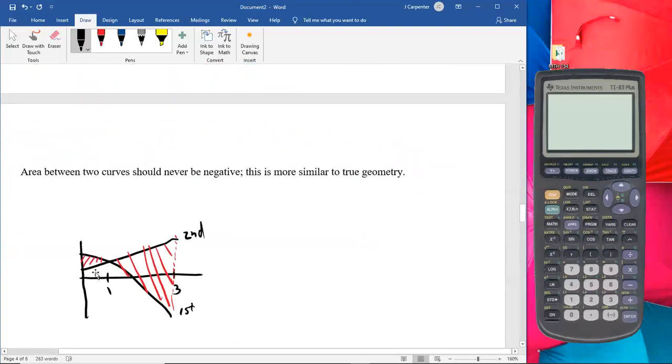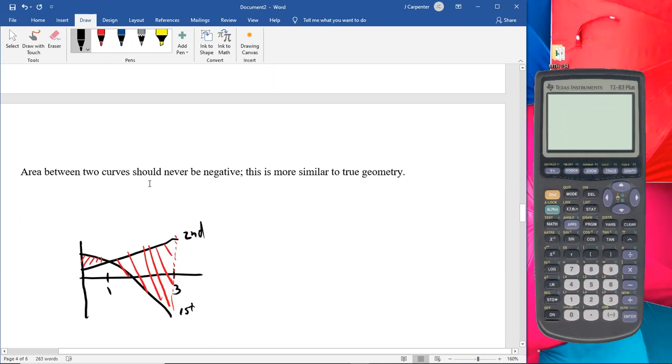So again, there was the picture for it. That was the area. If you were just doing the area of the first one, it would have considered this chunk right here to be a negative area if you were just thinking about the area of one function. When you're doing it between two curves, it is now counting that chunk as being positive.